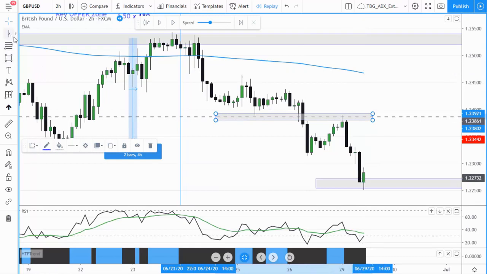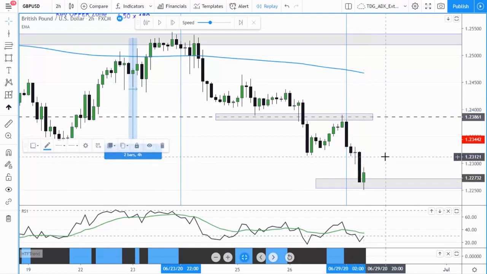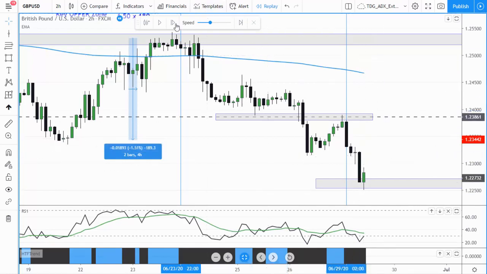And again, you can see right here, we popped back up, and then on this candle right there, had the qualified sell signal, RS dropped below, would have produced a short entry at the 123.70s. And then we made an immediate press right there for 120 pips. All right, now let's continue the replay.